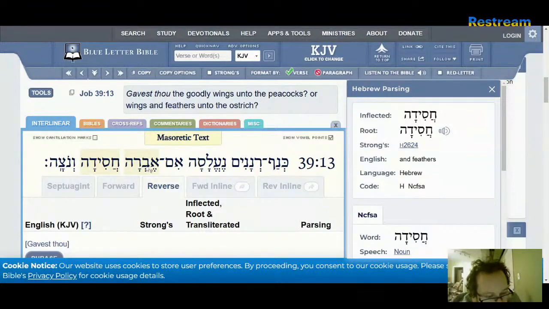Let me see what it says here. Noun, common, feminine, singular, absolute. So it probably would be wing plumage. Let me double check plumage to make sure that's the right word in English. Yeah, so plumage means a collection of feathers, but it's a singular word. It's a collective noun. So we're seeing something similar in the Hebrew, plumage. That's probably what we would have there.